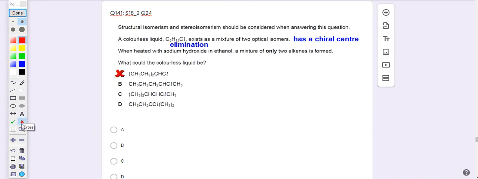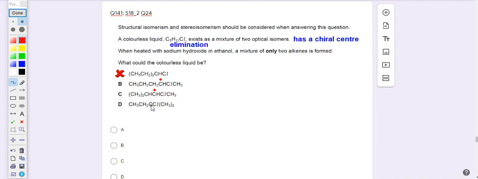Now let's look at B. This C is not the chiral center. This C bonded to 2H, not the chiral center. This C is bonded to a propyl group, 1H, 1Cl, and then 1CH3. Yes, there is a chiral center. Now let's look at C. This one not chiral center. This C bonded to 2CH3, not chiral center. This C bonded to this whole group, bonded to H, bonded to Cl, bonded to CH3. Yes, there is a chiral center in C molecule also.